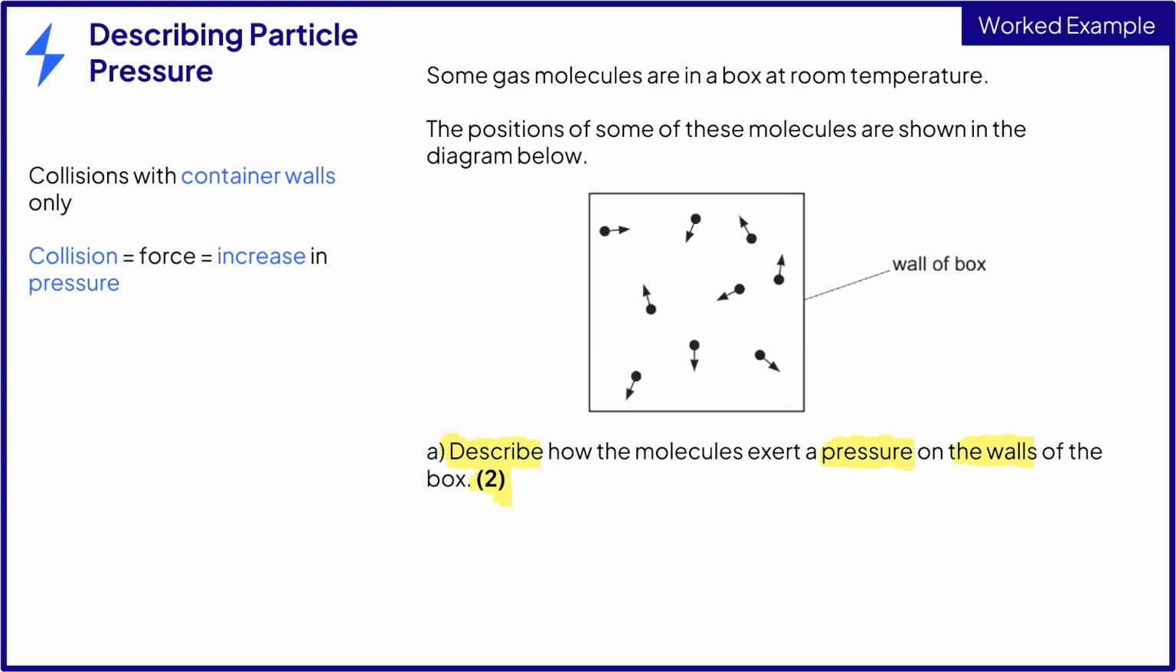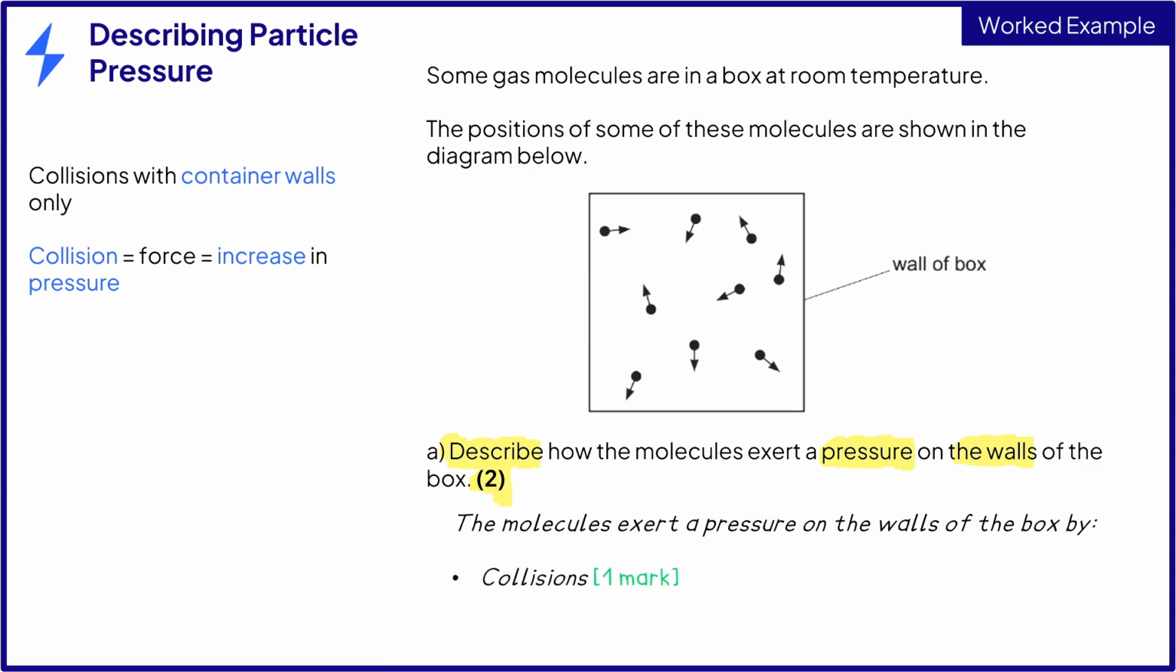Remember that a particle collision against the wall creates a force, which causes an increase in pressure. Hence, the answer is the molecules exert a pressure on the walls of the box by collisions for 1 mark of the molecules with the walls of the box for the 2nd mark.